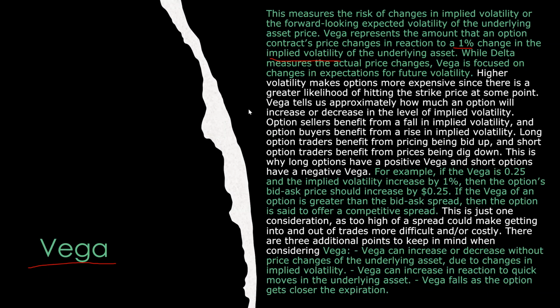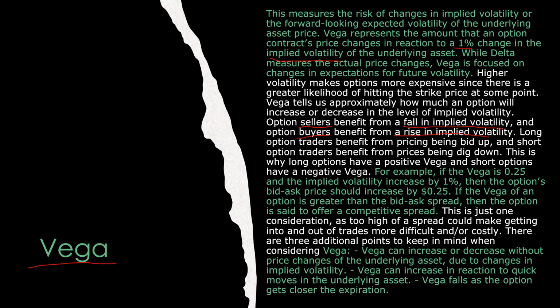Higher volatility makes options more expensive since there's a greater likelihood of hitting that strike price at some point because of volatility. Vega tells us approximately how much an option will decrease or increase with the level of implied volatility. Option sellers benefit from falls in IV because IV crush hits contracts when it drops dramatically. But options buyers, if you're in naked calls or puts, benefit from a spike in IV because it creates premium spikes.